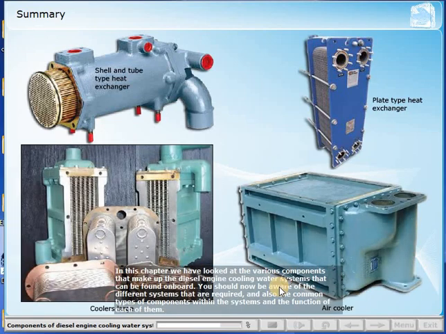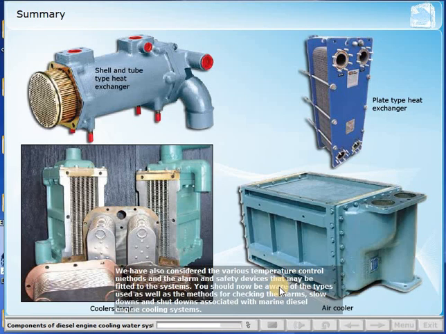In this chapter, we have looked at the various components that make up the diesel engine cooling water systems that can be found on board. You should now be aware of the different systems that are required, and also the common types of component within the systems and the function of each of them. We have also considered the various temperature control methods and the alarm and safety devices that may be fitted to the systems. You should now be aware of the types used as well as the methods for checking the alarms, slowdowns and shutdowns associated with marine diesel engine cooling systems.